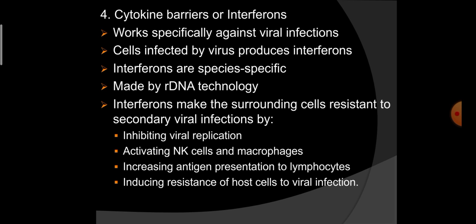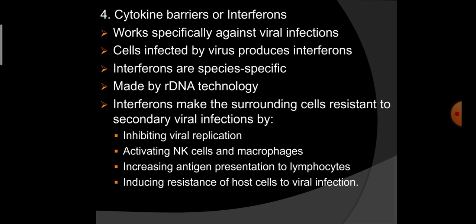Okay, so when these interferons are released from the infected cells, they prevent the other adjacent cells from getting the secondary infection, that means the viral infection being transmitted from this cell to other adjacent cells. These interferons prevent this by inhibiting the multiplication of viral particles. So this is how interferons work: they inhibit viral replication. They also activate the NK cells and macrophages.